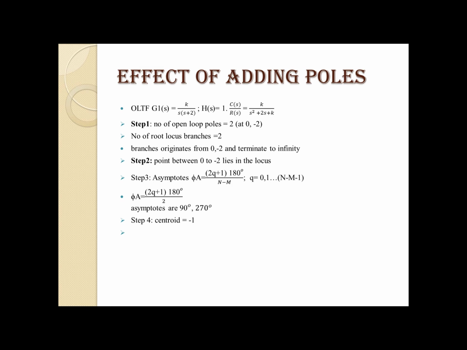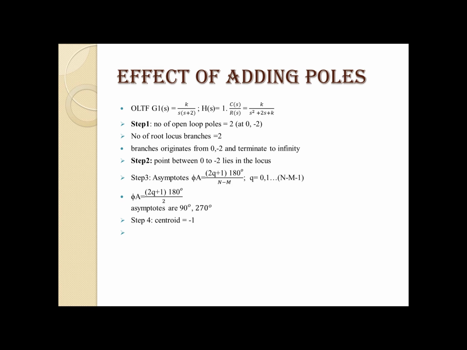This means the number of root locus branches is equal to 2, and both the branches will originate from the pole locations 0 and minus 2, and both will terminate at infinity, as the open loop transfer function does not contain any zero. And if we consider the test point between 0 and minus 2, to the right hand side the number of poles and zeros is equal to 1, which is an odd number. That means the point between 0 and minus 2 always lies in the locus.